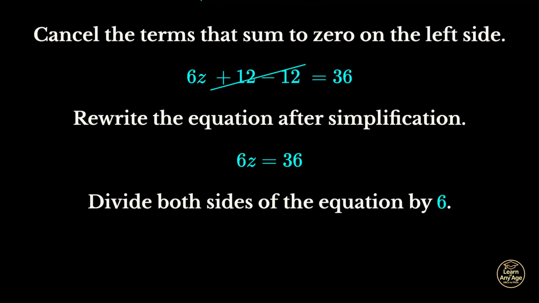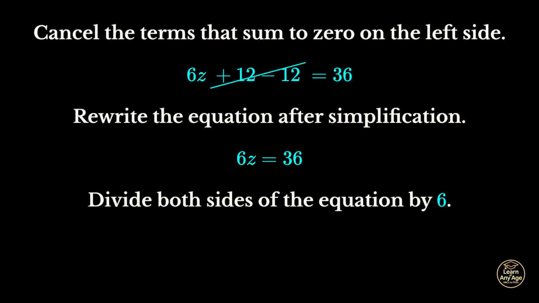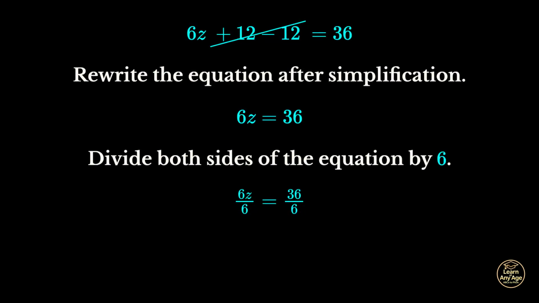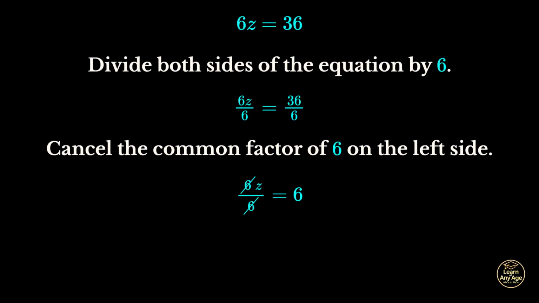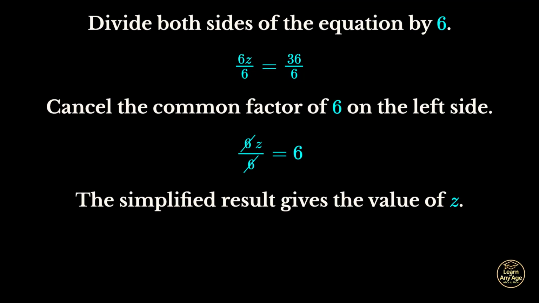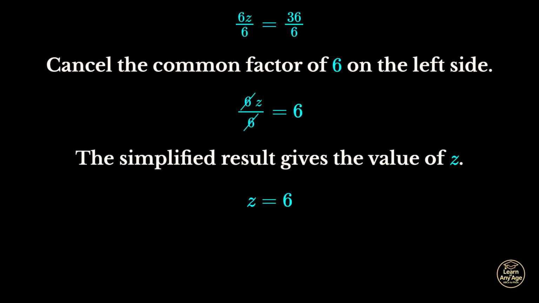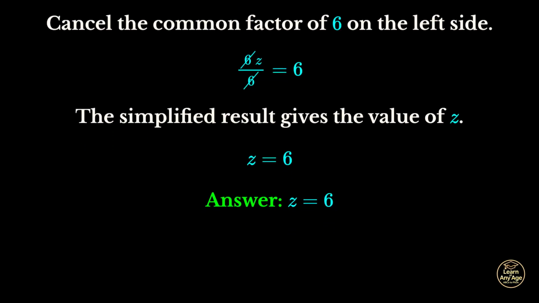6z equals 36. Divide both sides of the equation by 6. 6z over 6 equals 36 over 6. Cancel the common factor of 6 on the left side. 6 cancelled out, z over 6 cancelled out equals 6. The simplified result gives the value of z. z equals 6. Answer, z equals 6.